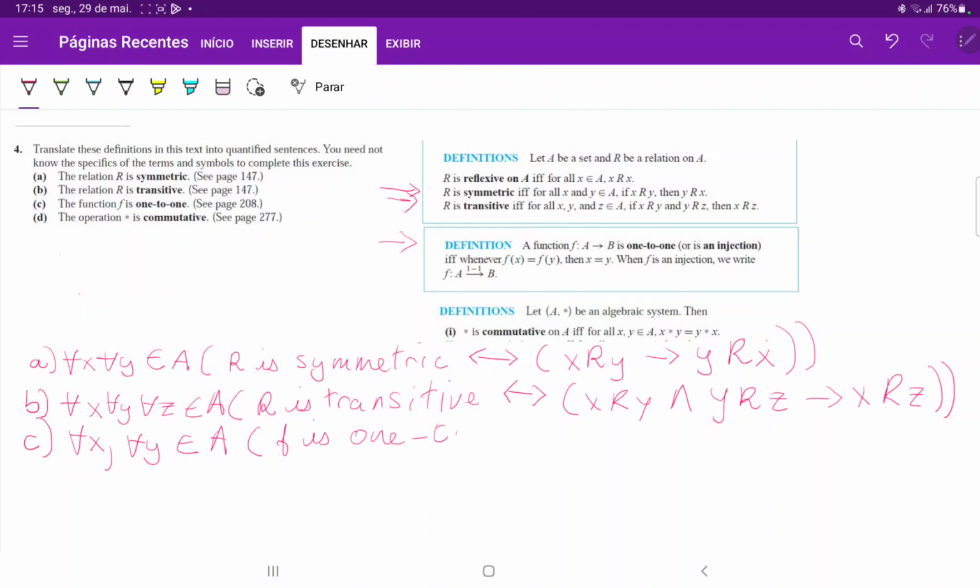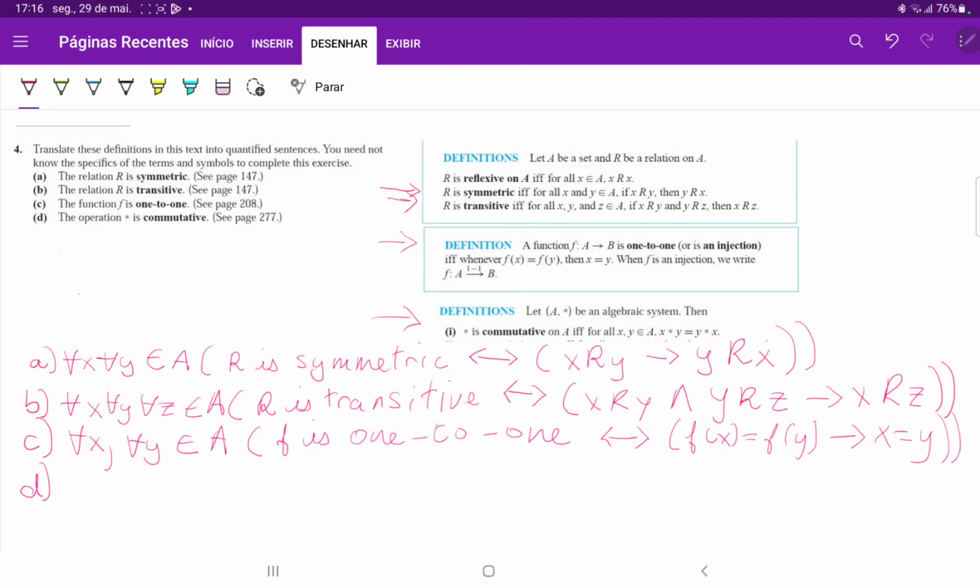one-to-one if and only if, so once more by conditional, if and only if we have here whenever f of x equals f of y, so if f of x equals f of y, then x equals y. So once more conditional, if f of x equals f of y, then we're saying x is equal to y. Yeah, so once more conditional inside of biconditional, and lastly, we have the operation is commutative.